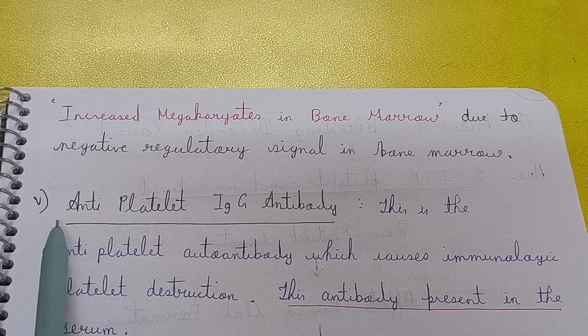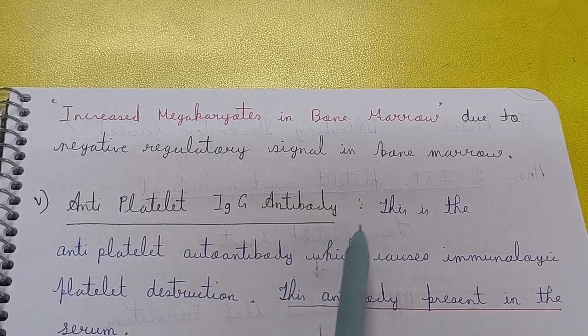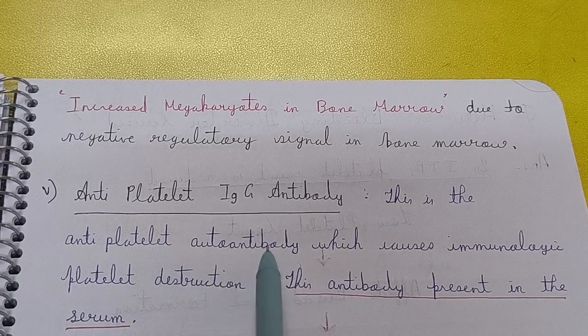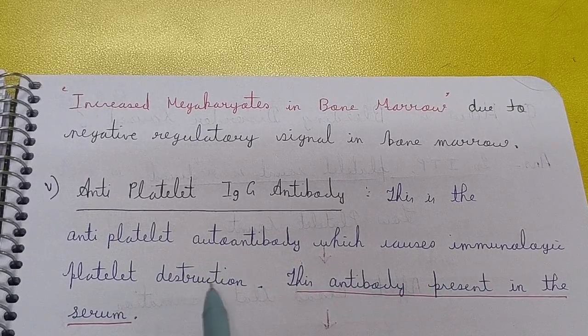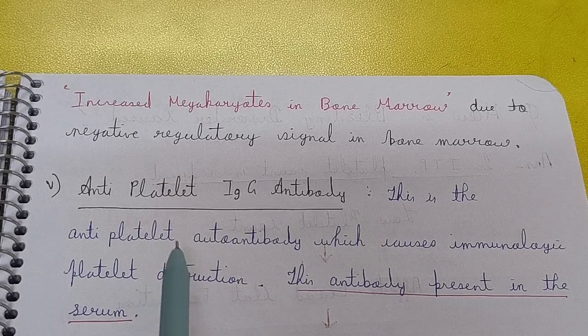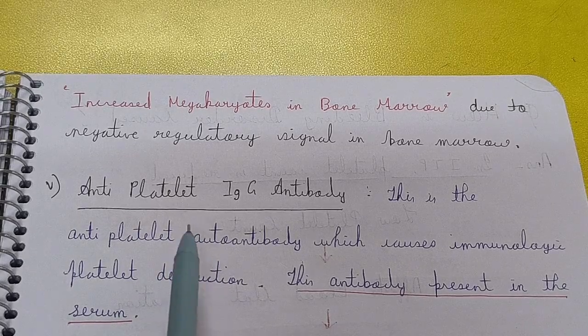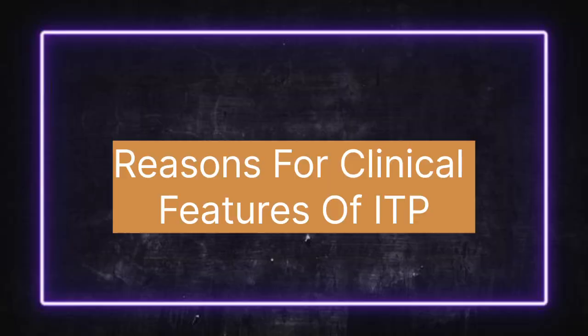Now the antiplatelet IgG antibody is also found in the serum of these patients. This is the antiplatelet autoantibody which causes immunologic platelet destruction, and this antibody present in the serum will cause destruction of the platelets. So these are the written portions of the abnormal laboratory findings.